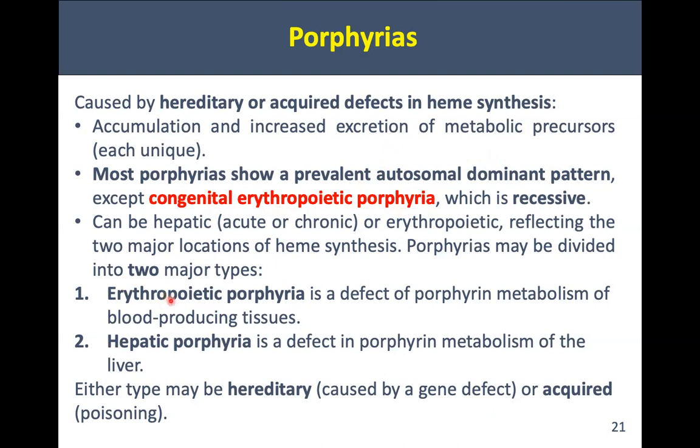And then the other thing that they want you to know is that porphyrias can either happen in blood-producing tissues, such as the bone marrow, or they can be hepatic porphyrias, which are porphyrias that only happen in the liver, that are limited to hepatocytes. And like we talked about, you can have porphyrias that are hereditary, such as AIP, acute intermittent porphyria, or Porphyria cutanea tarda, or you can have acquired ones, such as poisoning. Specifically, lead poisoning was one of the examples that we gave, right? Lead poisoning can lead to porphyrias because it can also inhibit the enzymes.